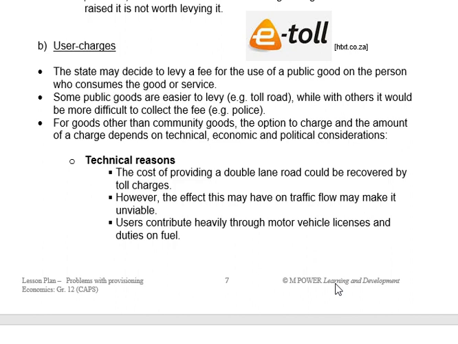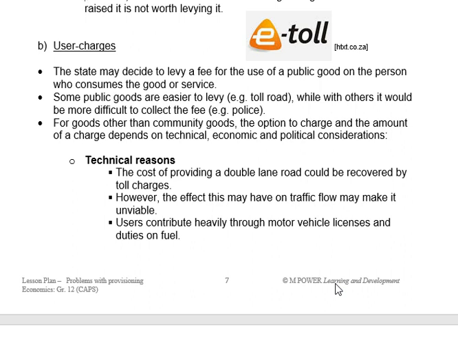The second pricing policy that is available to government is to levy a user charge. This is used sometimes in the case of collective goods. So sometimes the state is going to decide to levy a fee that people must pay for the use of public goods and services. So those people that use the goods and services will pay for them, and those people that don't use them obviously will not pay for them.